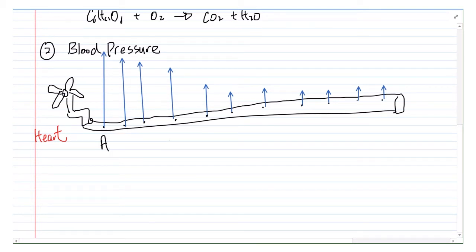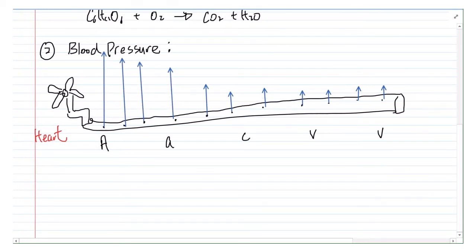But as you go to the arterioles, right, the capillaries, the venules, and eventually the veins, what's going to happen is the pressure is going to decrease. So blood pressure is going to be the highest when it's closer to the heart, right? And it will be lower the further away you are from the heart.